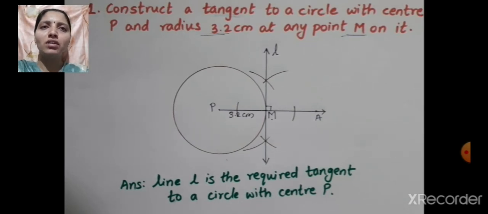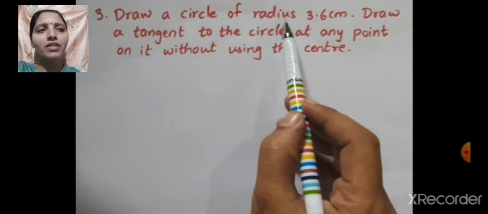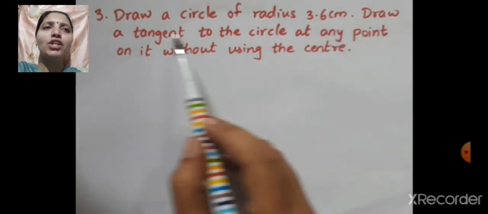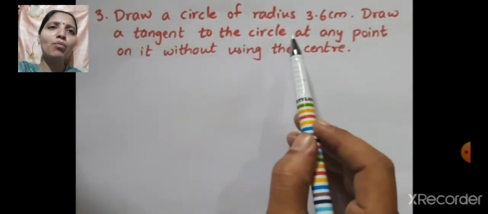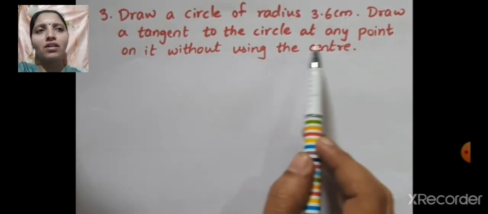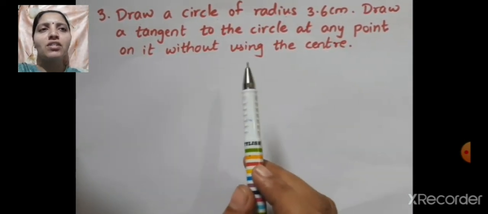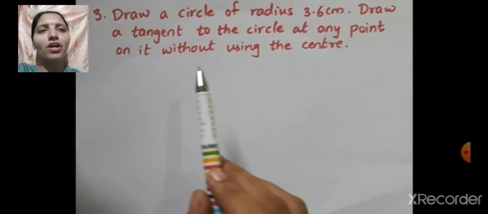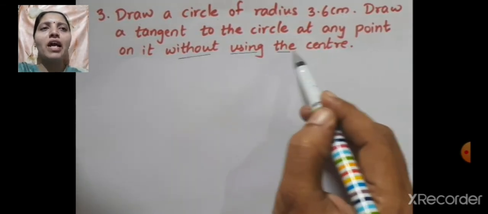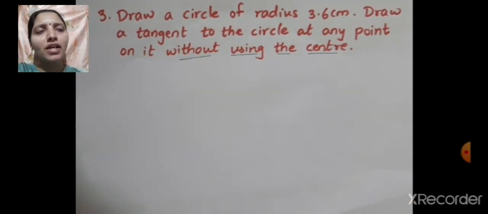Now let's do the third sum. Third sum. Draw a circle of radius 3.6 centimeter. Draw a tangent to the circle at any point on it without using the center. Now in the beginning only I told you there are three conditions. First condition is you have to draw a tangent by using the center of the circle, and second condition is you have to draw a tangent without using the center of the circle.